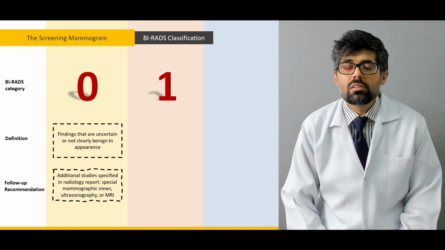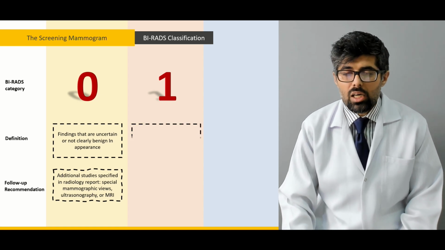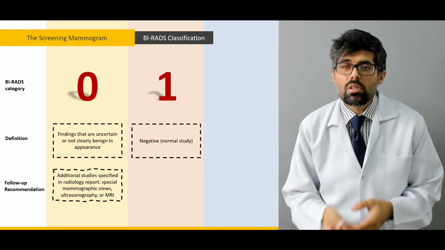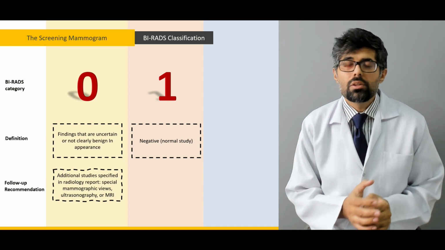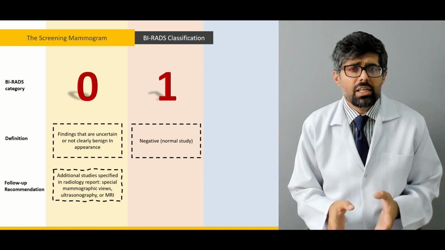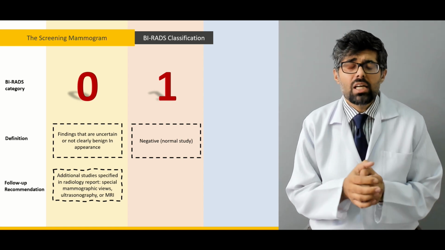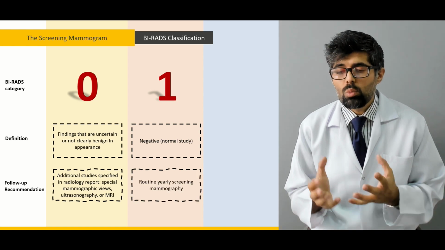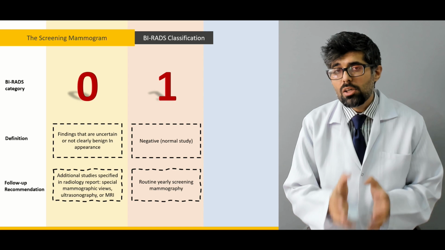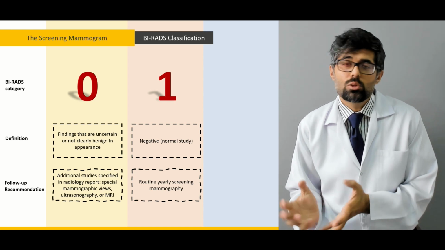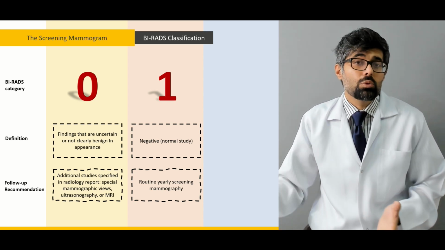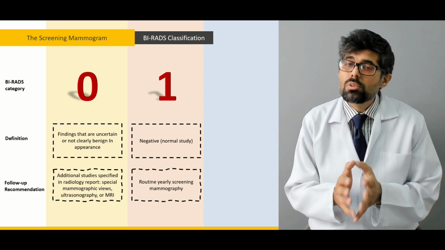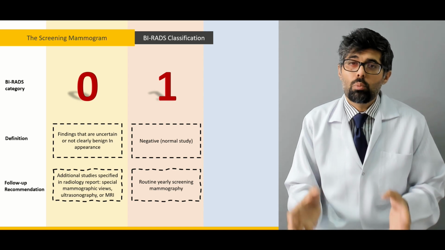Next is class 1. Class 1 is the normal study. The patient has normal breast tissue. There are no indications of any density, any mass, any cyst, nothing. For these patients, what is recommended is routine yearly mammograms. So if something does develop down the line, it will happen later on, but now the patient has normal tissue.